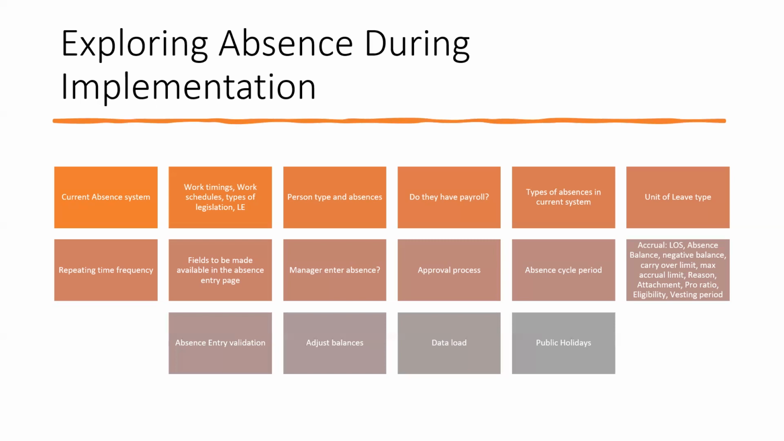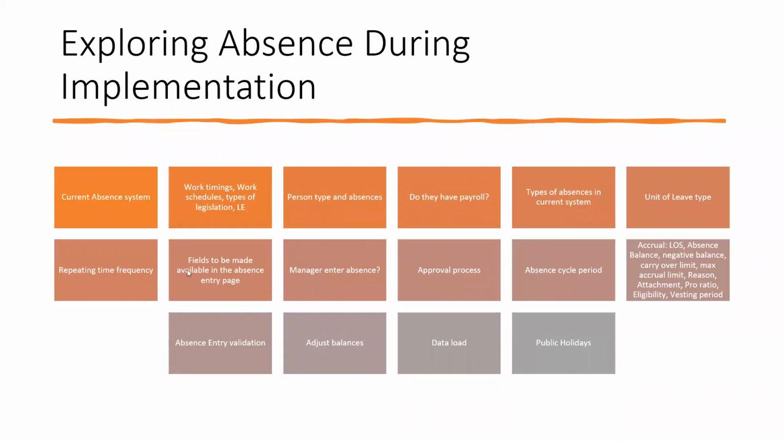Or if they don't provide you a repeating time frequency, this is something that we understand from the work schedules that they have shared. We configure it ourselves and then share the details of how it is going to work, how the accrual is going to work or accumulate based on the repeating time frequency we have defined. This is also one important thing that we need to check while we are getting the details from the customers.